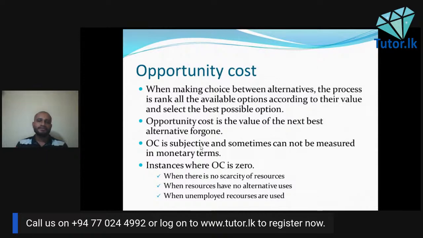Another case is when unemployed resources are used. Unemployed resources means idling resources are available. What's the meaning of idling resources? There is no limitation for that particular resource, so you have unlimited resource there. That implies there is no scarcity of resources. Because of that reason, you don't have to make any choice. Since there is no choice, there is no opportunity cost.